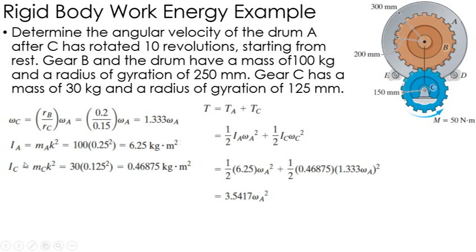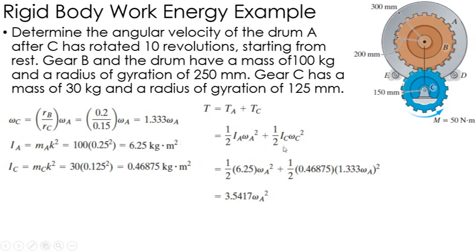Okay, so now I'm going to go ahead and figure out my kinetic energy. So my kinetic energy will be both of the gears. So it's going to be 1/2 I omega squared for A as well as C. Now there's no translation here. It's all rotation. So I just need the 1/2 I omega squared for each one of these.